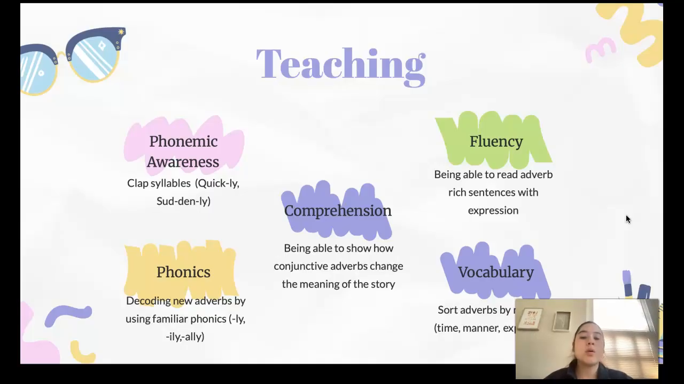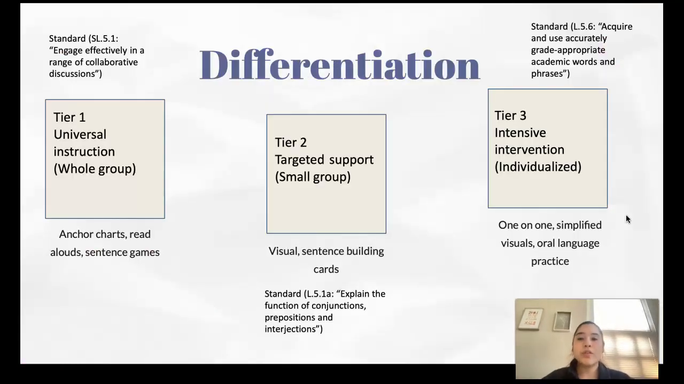So students need to know which ones are for time, for manner, and for expression to be able to have a clear and comprehensible sentence. For differentiation, tier 1 is whole group instruction, which will be used with anchor charts, read-alouds, or sentence games. Tier 2 will be for a smaller group. It could go from your high learners to your medium learners to your low learners, and you can use harder worksheets for your high learners, and you need more help for your lower students. It could be visual sentence-building cards.